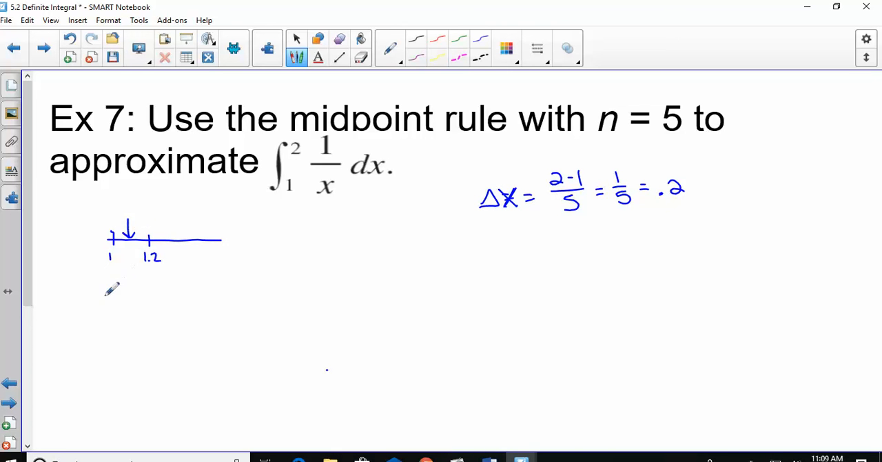For the midpoint, we need the middle of those. It's like the average, add them up and divide by 2. So 1.1 will be the first thing I use. Okay, area of a rectangle, length times width. All of these have a width of 0.2. So I'm going to plug my 1.1 into my equation. So 1 over 1.1. Plus, I should have 5 of these. You add 0.2 each time, so the next one will be 1.3.